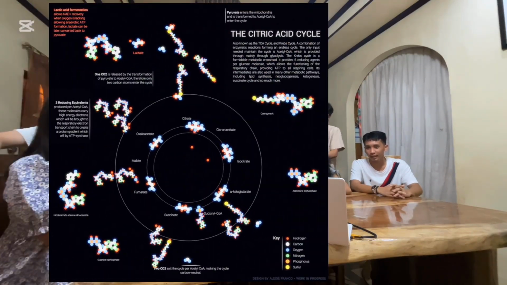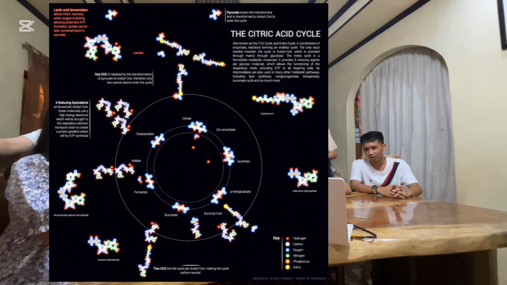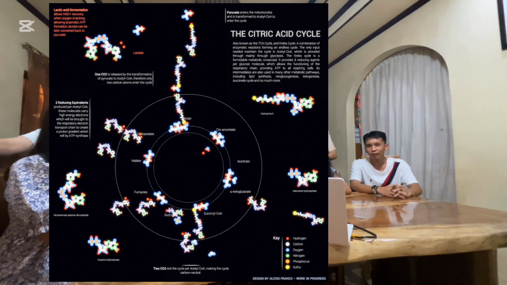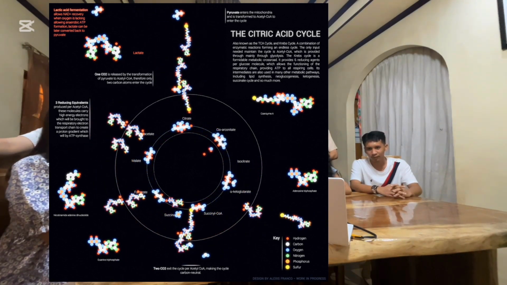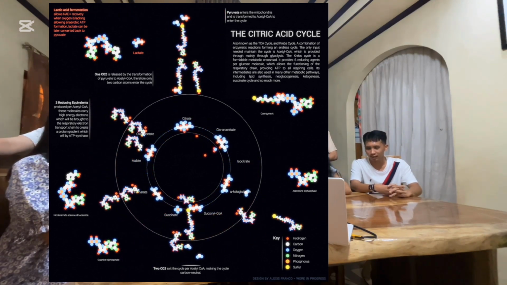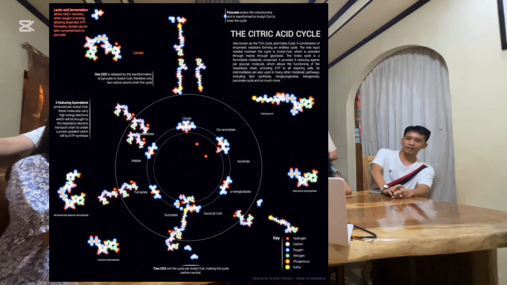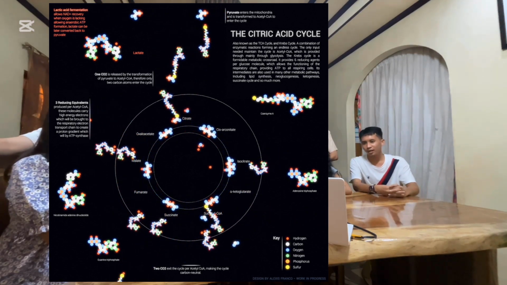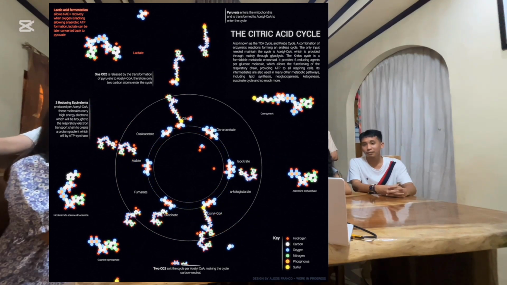So the first one is citrate formation. Acetyl-CoA, a 2-carbon molecule, combines with oxaloacetate, a 4-carbon molecule, to form citrate, a 6-carbon molecule. This reaction is catalyzed by the enzyme citrate synthase. So the second is isocitrate formation. Citrate is converted to its isomer isocitrate. This reaction is catalyzed by the enzyme aconitase.